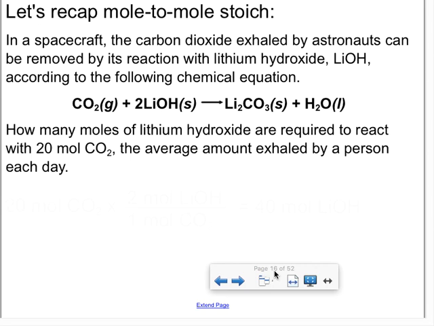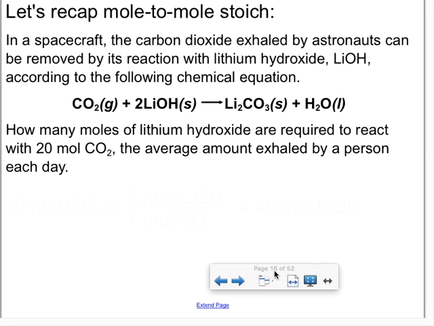I have an example. In a spacecraft, the carbon dioxide exhaled by astronauts can be removed by its reaction with lithium hydroxide, according to the following chemical equation. How many moles of lithium hydroxide are required to react with 20 moles of carbon dioxide, the average amount exhaled by a person each day?